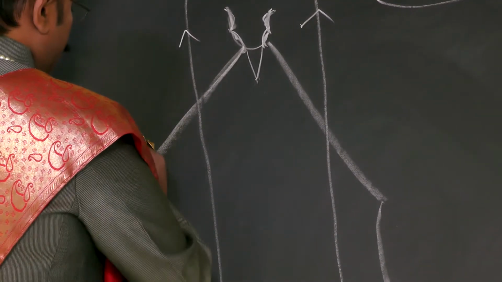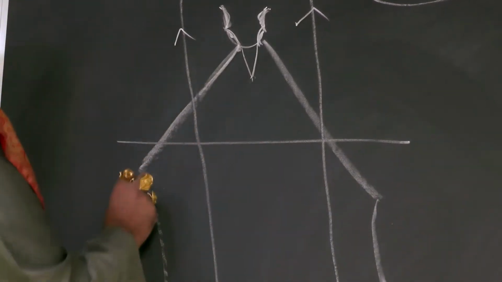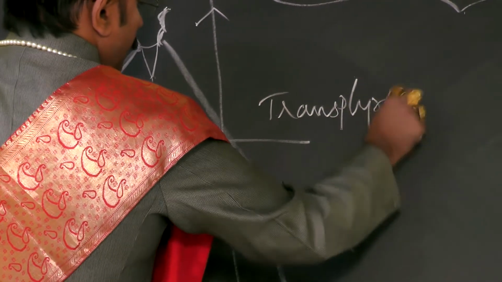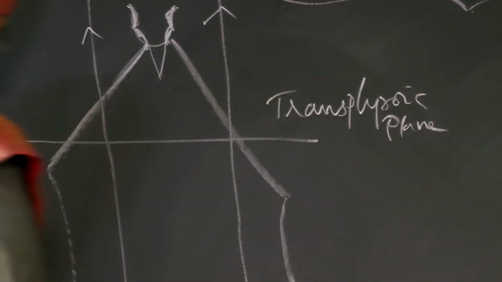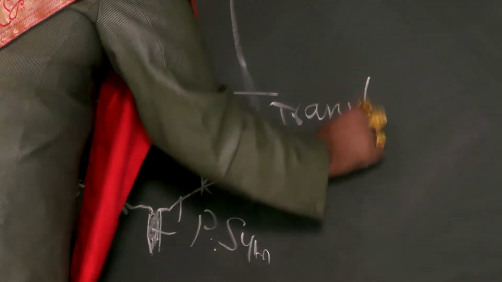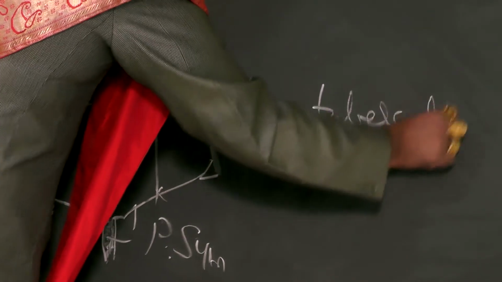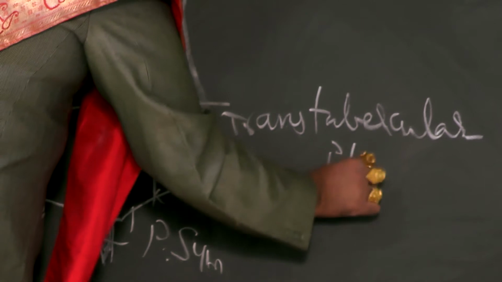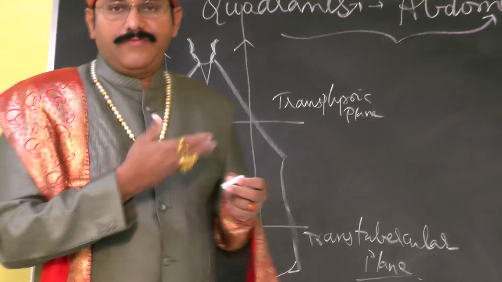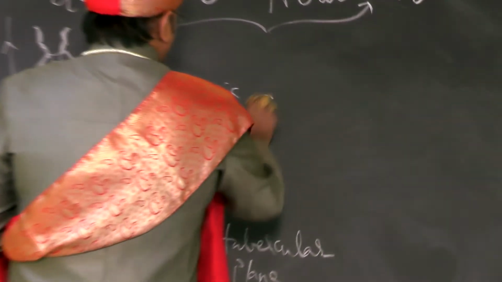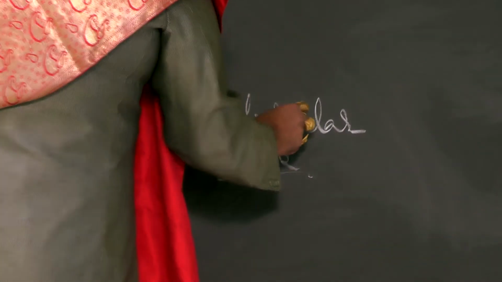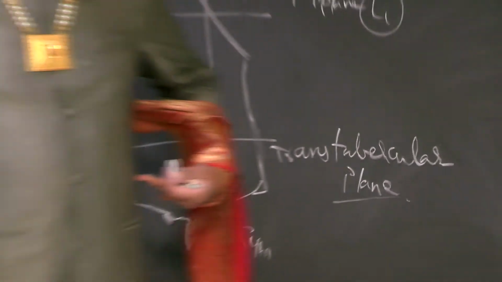Then you have the horizontal planes. The first one is the transpyloric plane, and then we have another plane which is called the transtubercular plane. The transpyloric plane is the one passing through L1, the first lumbar vertebra. And the transtubercular plane passes through the upper portions of the iliac tubercles.